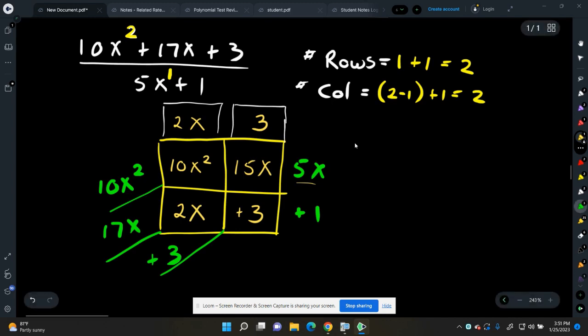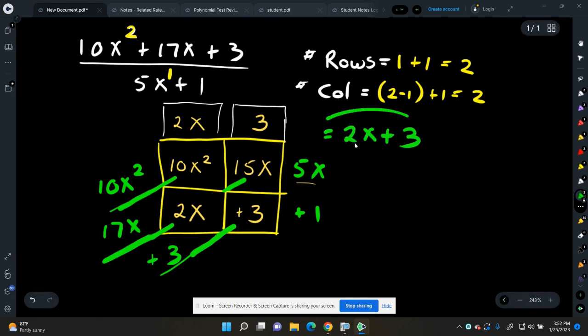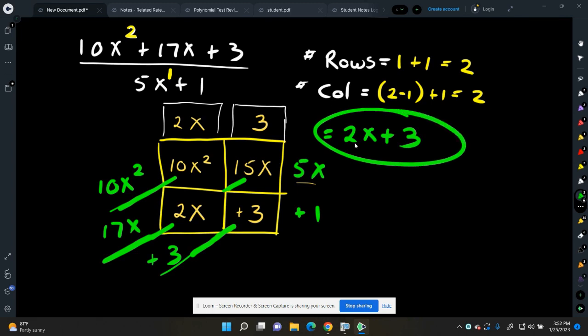Okay, does it all work? Let's check it out. Here's my 10x squared. That's good. I have 2x and 15x gives me 17x. And I have 3. So we're good. So this equals 2x plus 3. Okay. All right, let's see if we can do a bigger one. Let's see here.